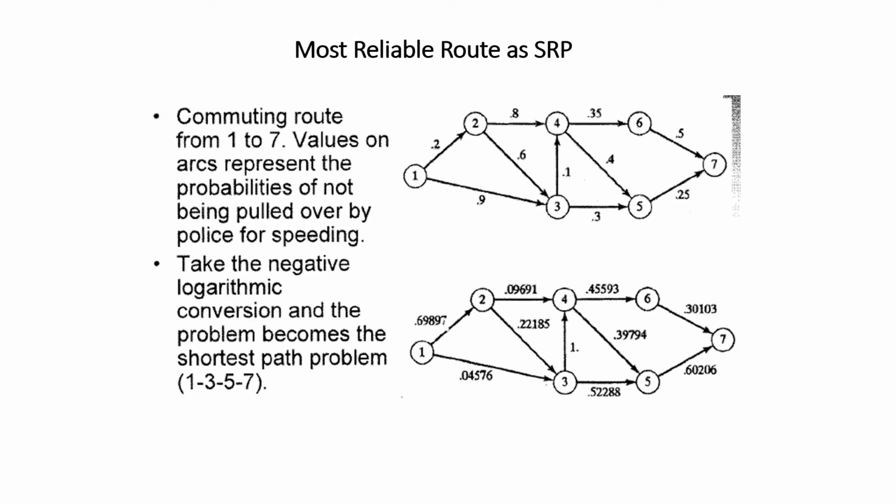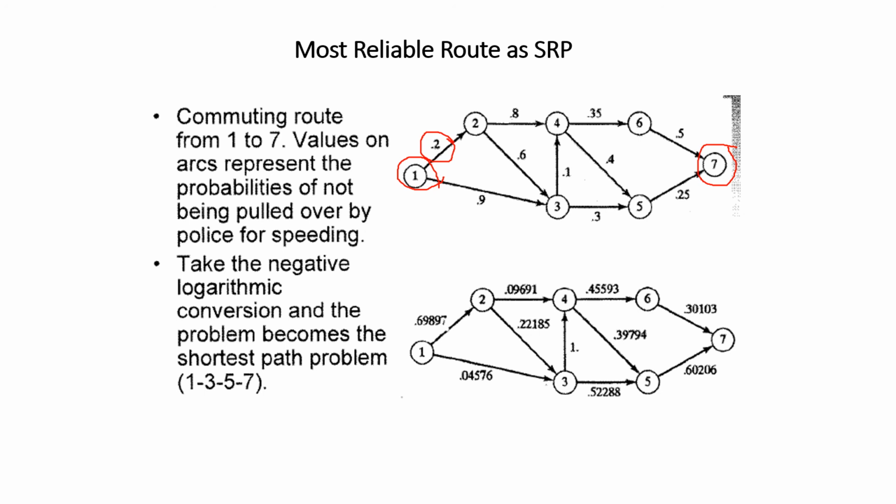arrows. For example, here 0.2 would represent the probability of being caught or making an accident, let's say, for driving from city 1 to city 2. Obviously, the question is, what's the most reliable route to go from city 1 to city 7? And the numbers on the arrows here represent probabilities of making an accident or being caught for speeding.